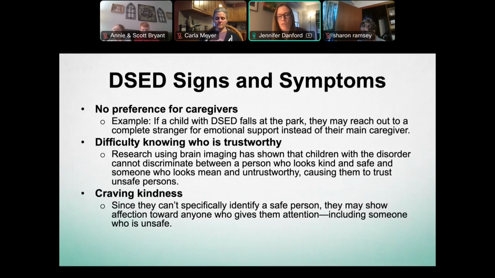They're showing affection towards anyone who might give them a morsel of attention. So it could be someone who's unsafe. It could be a teacher that they don't have a class with, that they are really trying to get their attention. They're trading Pokemon cards with that person or something.